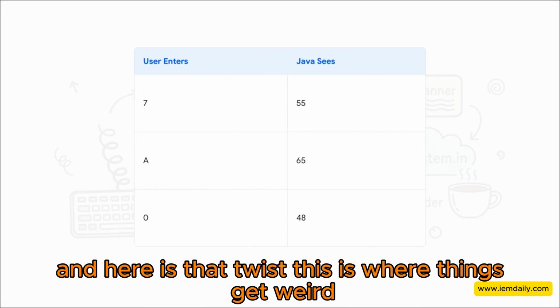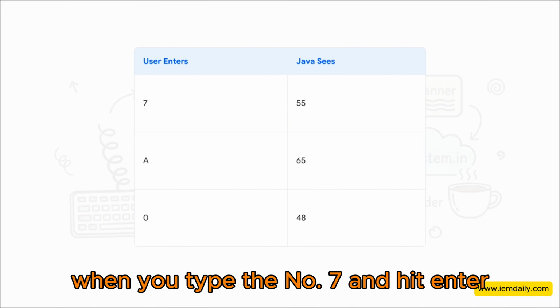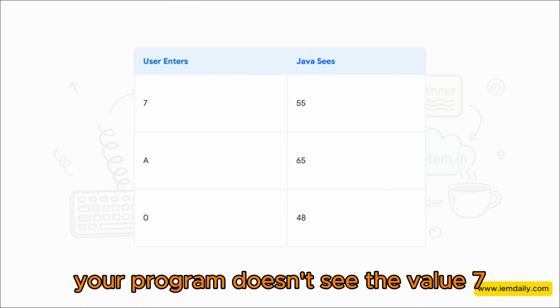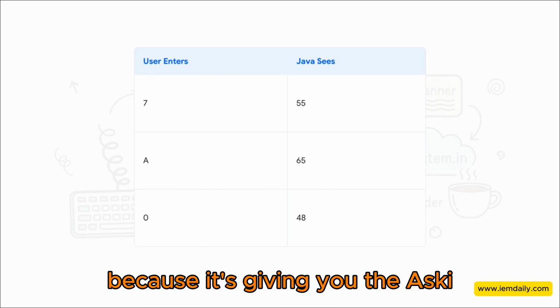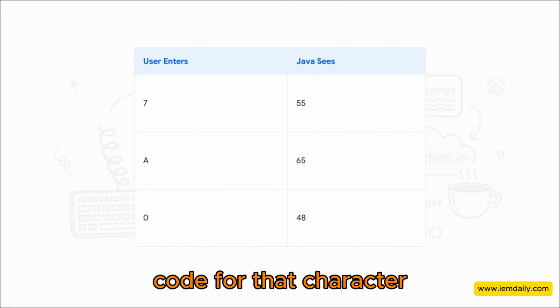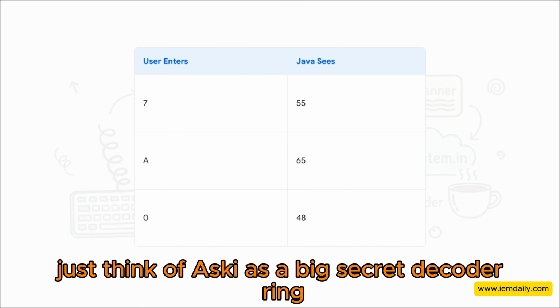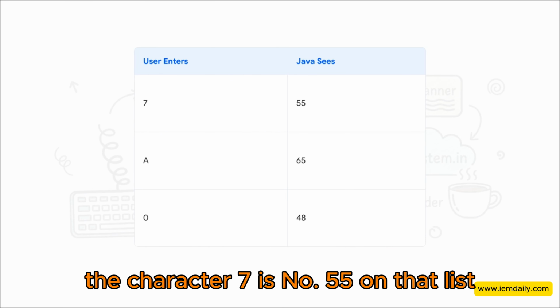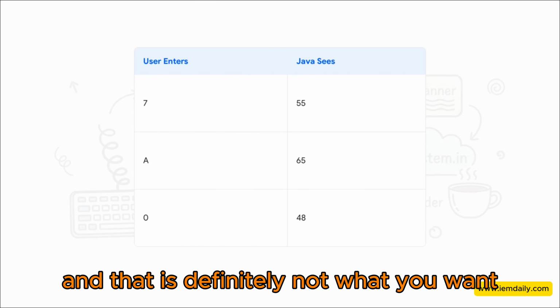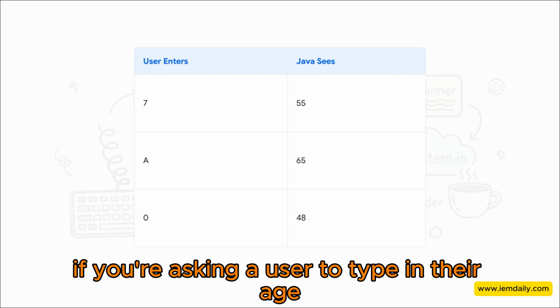And here is that twist. This is where things get weird. When you type the number 7 and hit Enter, your program doesn't see the value 7. It sees the value 55. Why? Because it's giving you the ASCII code for that character. Just think of ASCII as a big, secret decoder ring, where every key on your keyboard has a secret number. The character 7 is number 55 on that list, and that is definitely not what you want if you're asking a user to type in their age.